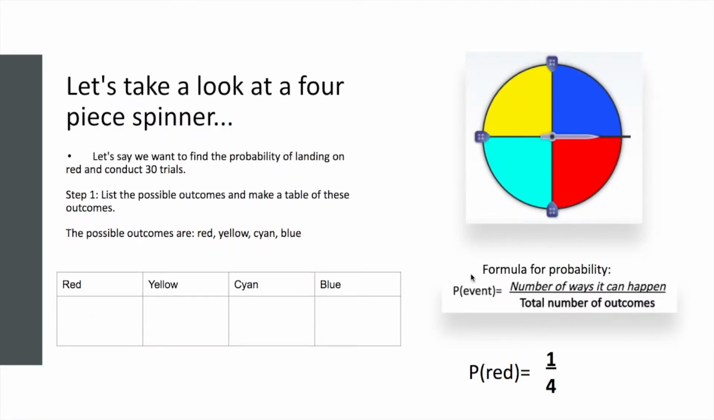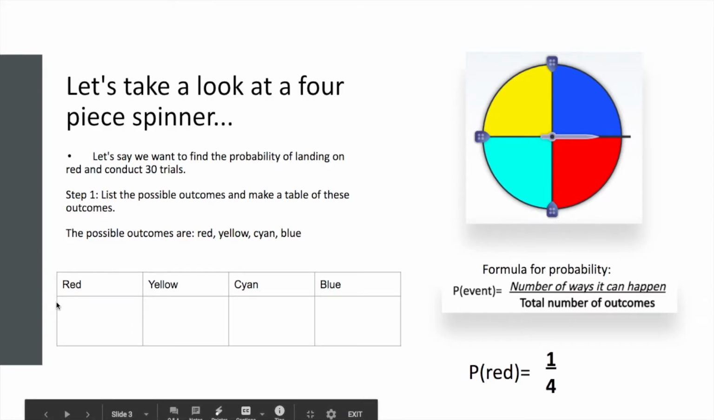So let's take a look at a four-piece spinner. We've got our four-piece spinner here, just like we explored in our theoretical probability video. Let's say we want to find the probability of landing on red, and we're going to conduct 30 trials. Our first step is to list the possible outcomes, and then make a table of these outcomes. Our possible outcomes are red, yellow, cyan, blue, and we create a table here. We've got a section for each color.